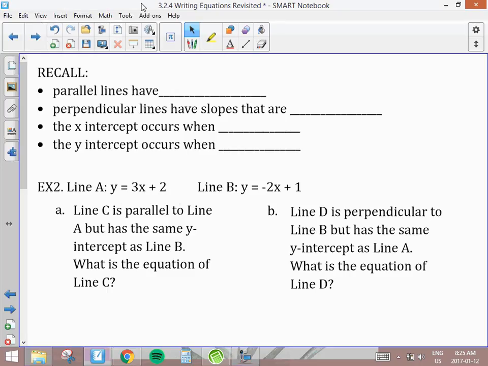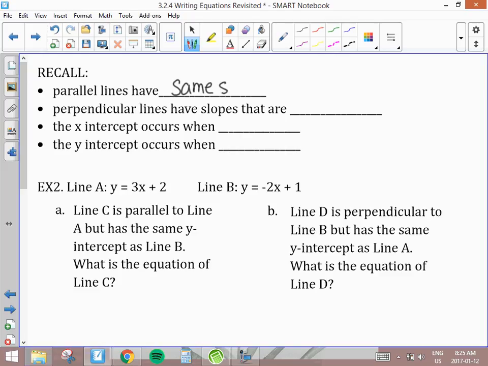Okay, on the back of your page, we need to recall a few properties that we're going to need to use to create the next lines. First of all, we know something about the slope of parallel lines, and we also know something about the slope of perpendicular lines. Take a moment and see if you can remember those properties. Hopefully you've remembered that the slopes of parallel lines are the same. And that's because they have to have the same steepness to be parallel, because they kind of run beside each other like railroad tracks.